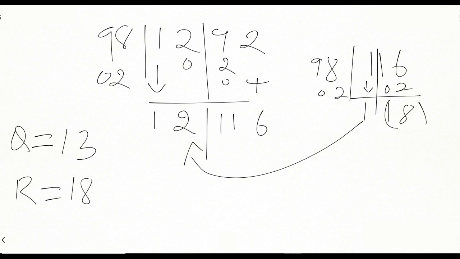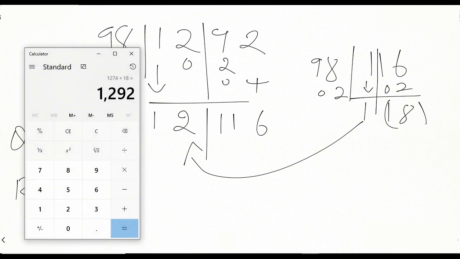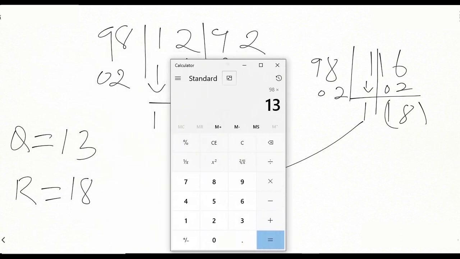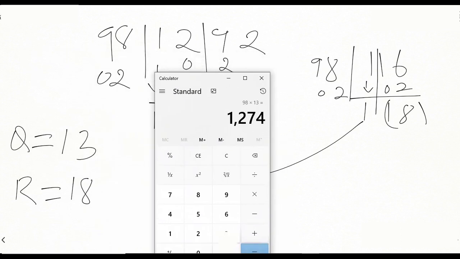Let's check this out. 98 into 13, we have 1274 plus 18, we have 1292. That is the answer.